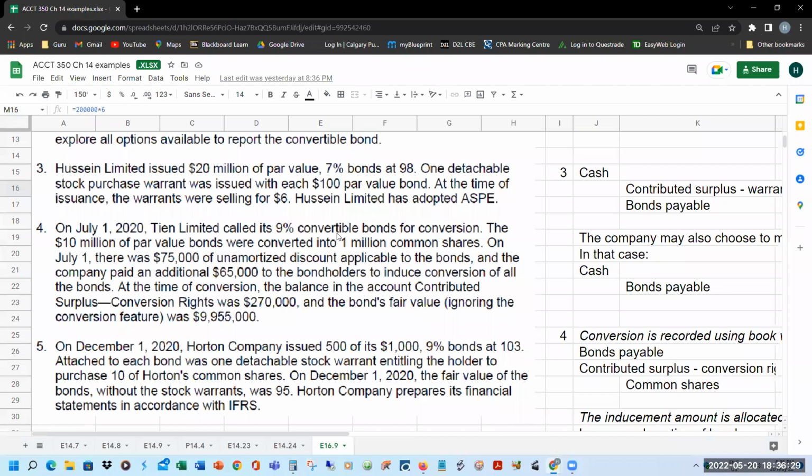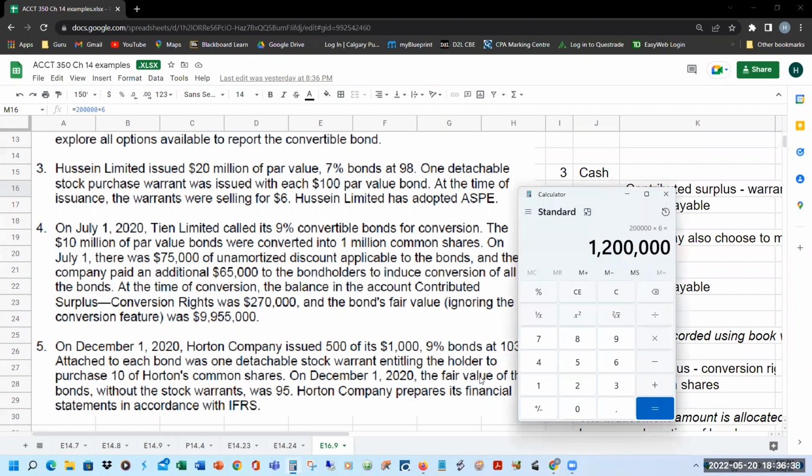Now, on that date, on July 1st, there was $75,000 of unamortized discount applicable to the bonds. Keep in mind, if the bonds had been issued at a discount, over time the discount is amortized down to $0, so the bond carrying amount on the books would be brought up to equal the face value upon maturity date. So at the time of conversion, the face value of the bonds was $10 million, but there was $75,000 of unamortized discount, which means the carrying amount of the bonds on the books of the company was $9,925,000. That's the carrying amount of the liability. Now, we have to derecognize the bonds payable. So we're going to debit the bonds payable liability at $9,925,000.